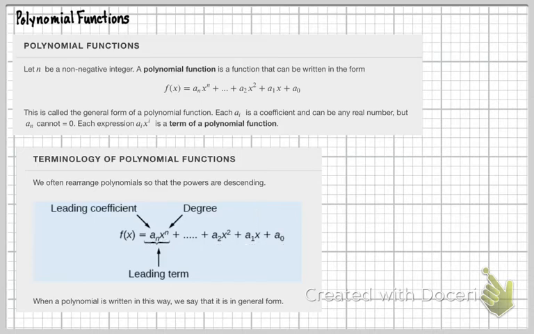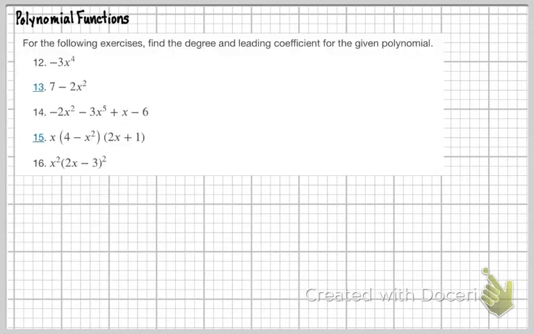So now what we're going to do is get more involved with these and do some problems. Here's a list of problems. We're not going to do all these, just a few of them. It says, for the following exercises, find the degree and the leading coefficient for the given polynomial. So we're just going to take a look at number 12 here. It says find the degree. So I look at the exponent on the variable, and it's 4.